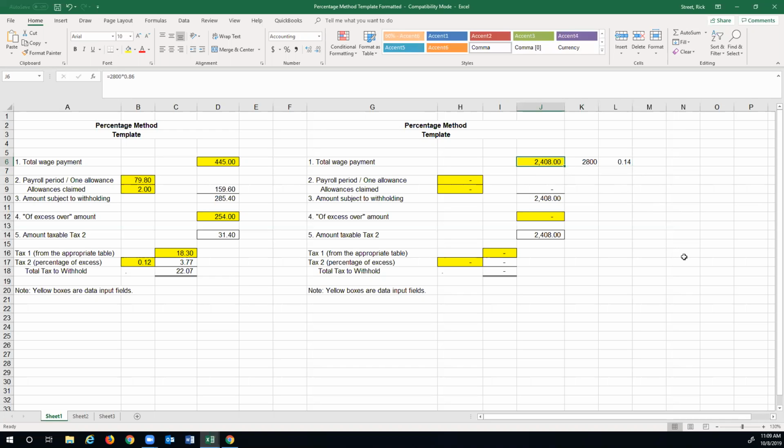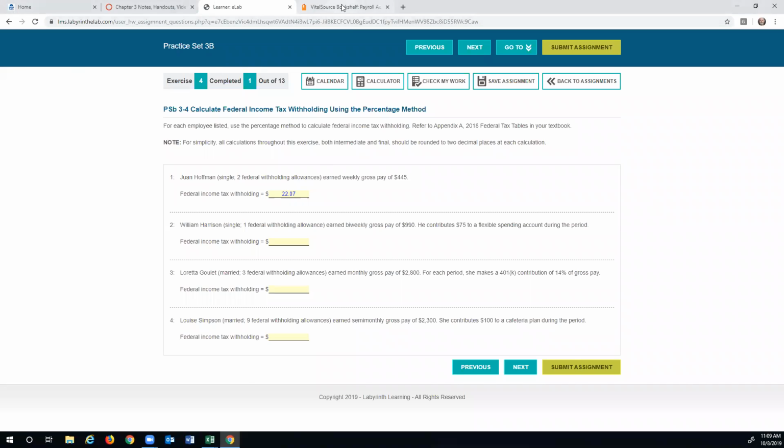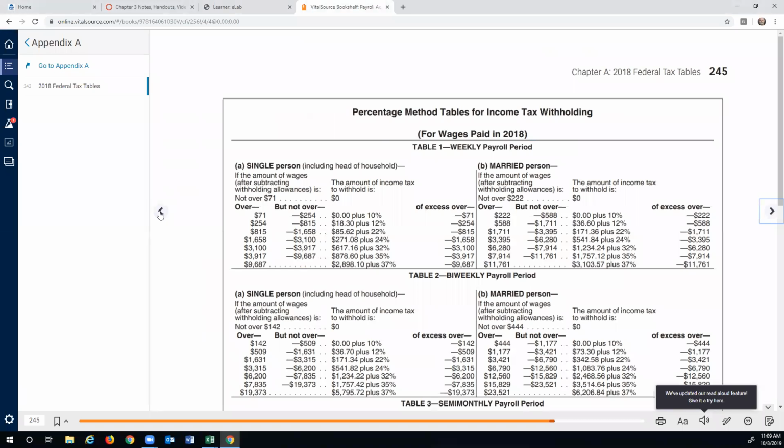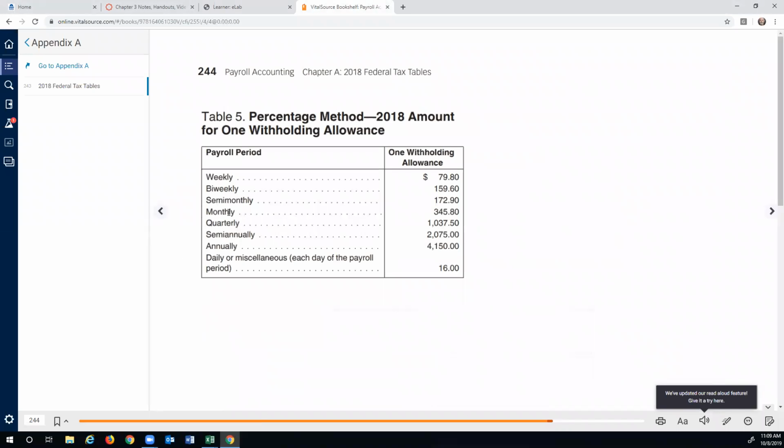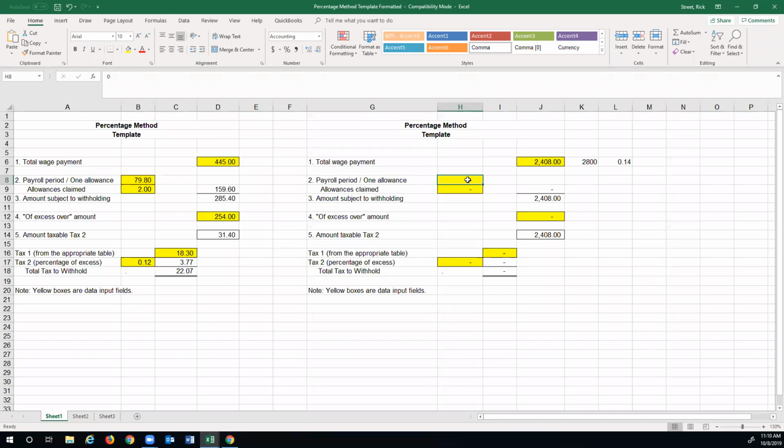Okay, so now we're in a little different allowance situation, so we've got to take a look at our table again. Since this one is monthly, we come down here and it's $345.80. So back we go. 345.80. 3 allowances are claimed. And that means we're looking for a tax of $1,370.60? No, a deduction of $1,037.40.